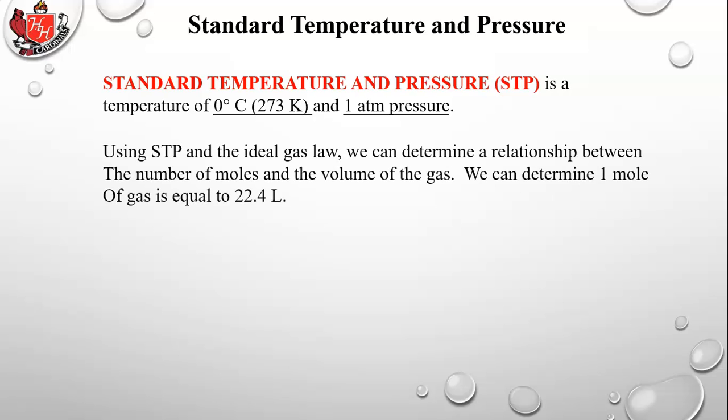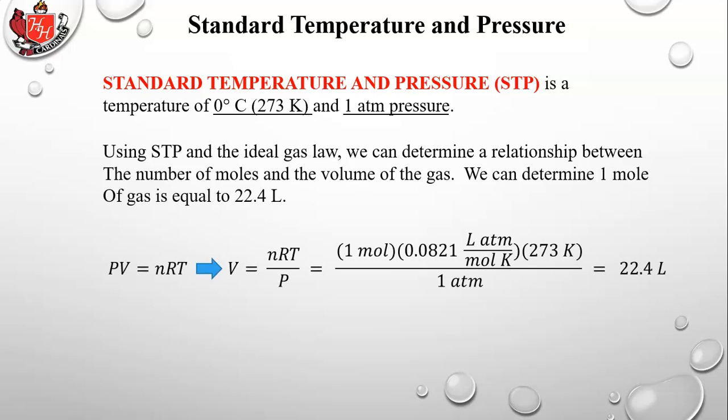Using STP, standard temperature and pressure, and the ideal gas law, we can determine a relationship between the number of moles and the volume of the gas. We can determine 1 mole of gas is equal to 22.4 liters. So we're going to take PV equals nRT. We're going to solve it for volume, dividing both sides by P. And now you plug in 1 mole. So we want to know what the volume is of 1 mole. There's the gas constant with the units liter atmospheres over mole Kelvin. Times temperature is 273 Kelvin. It has to be in Kelvin. And the pressure is 1 atmosphere. So that's standard temperature and pressure. 1 atmosphere, 273 Kelvin. Now check your unit cancellation.